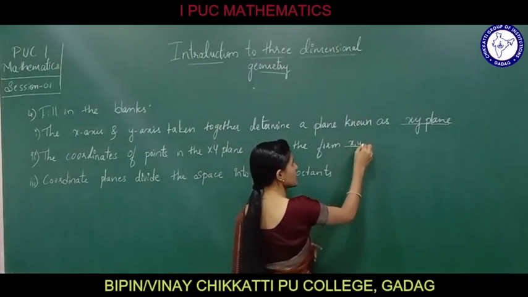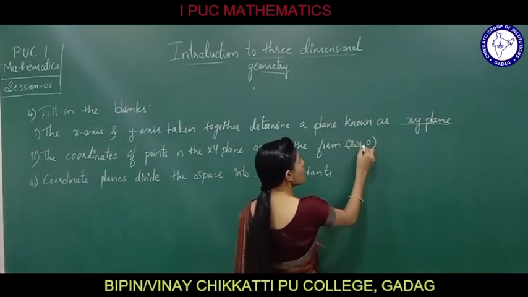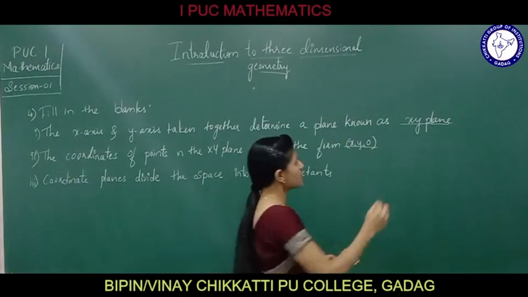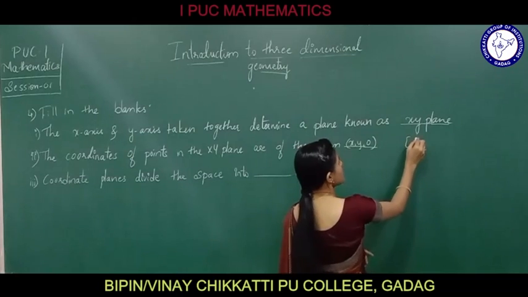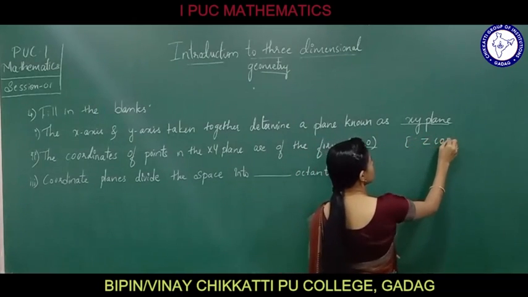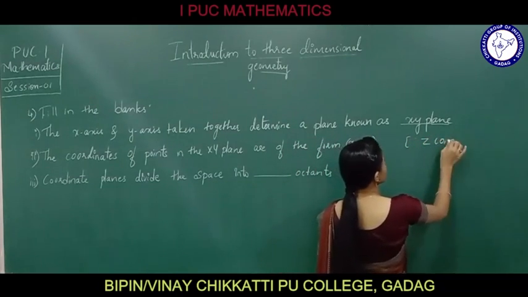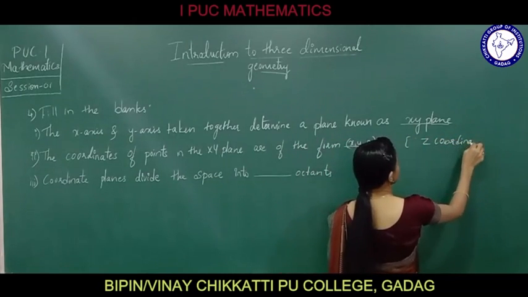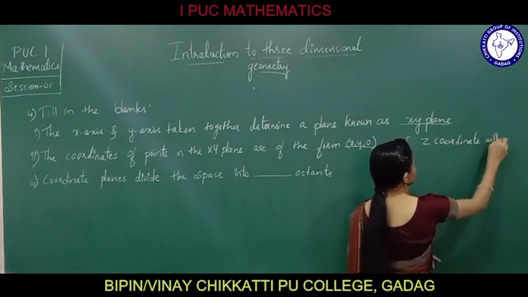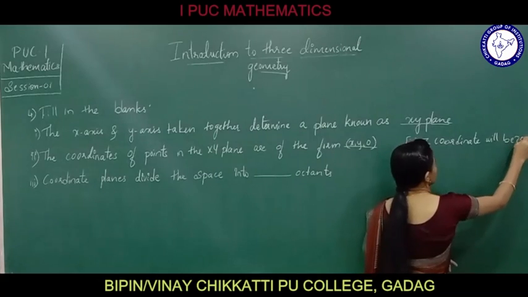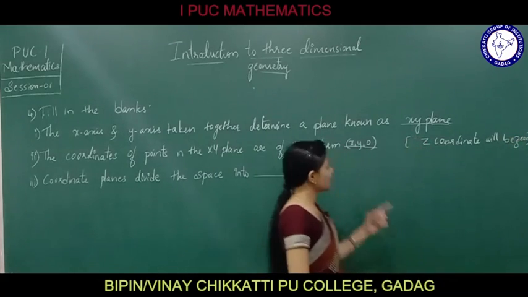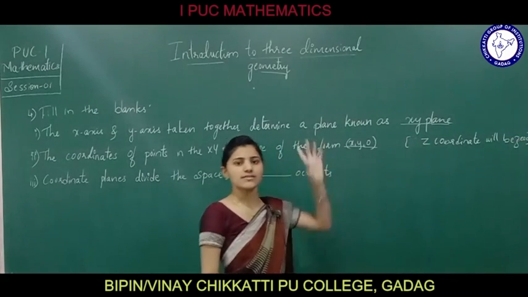Then how are we going to write these coordinates? It is going to be x, y and 0. Why? What is the reason? Because in the xy plane, the z coordinate will be 0. That is why we write x comma y comma 0.